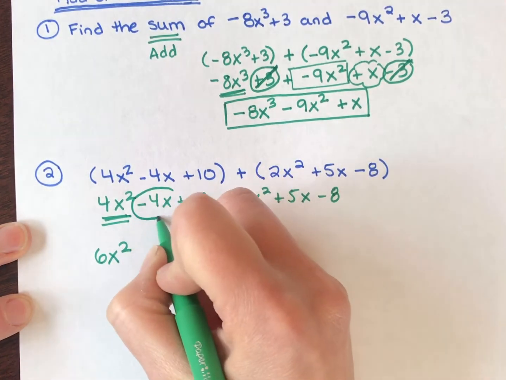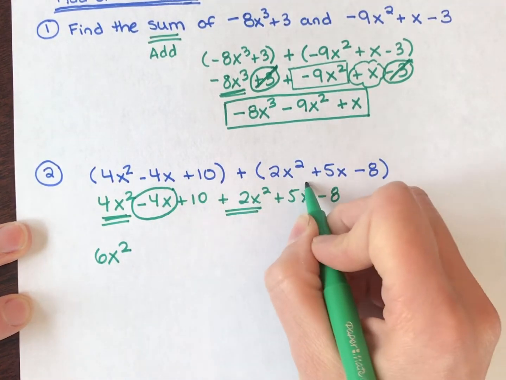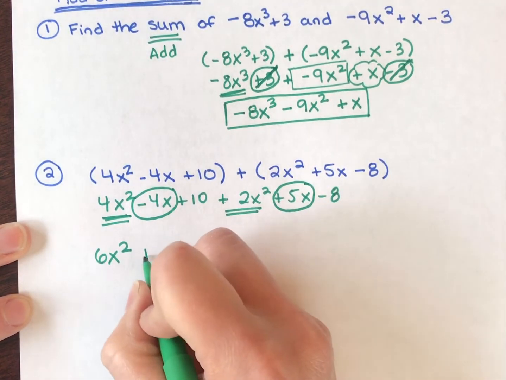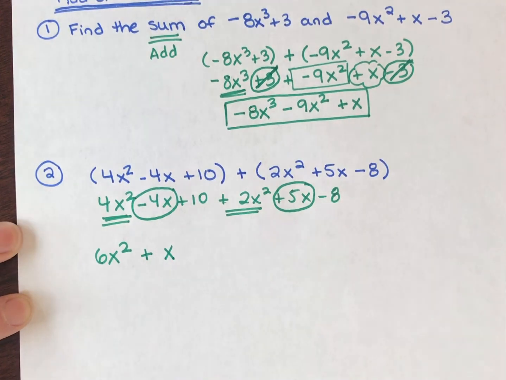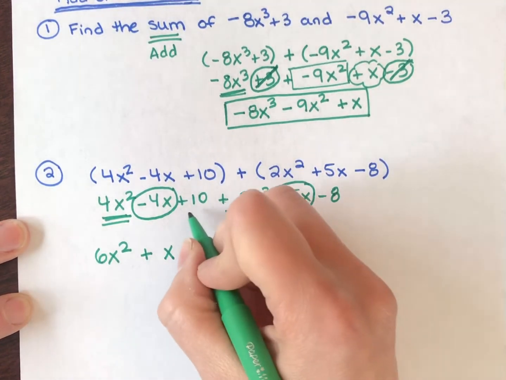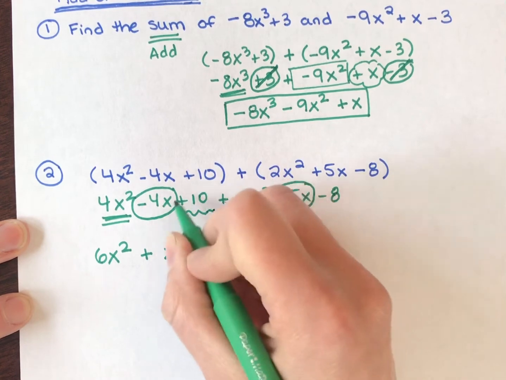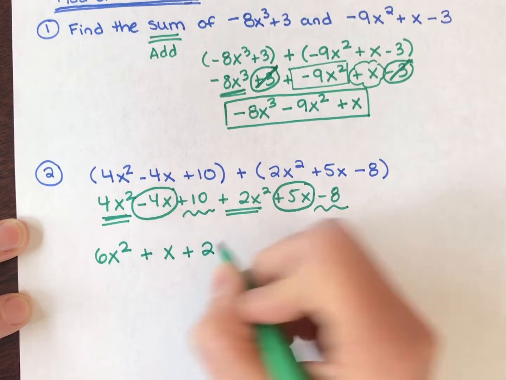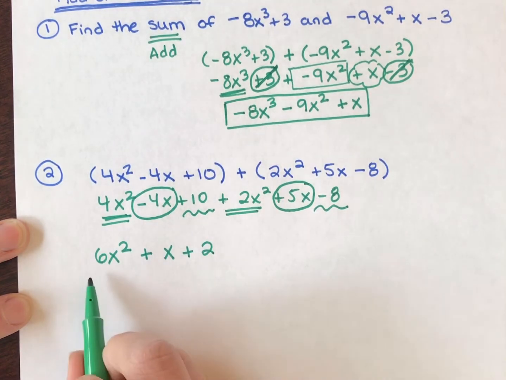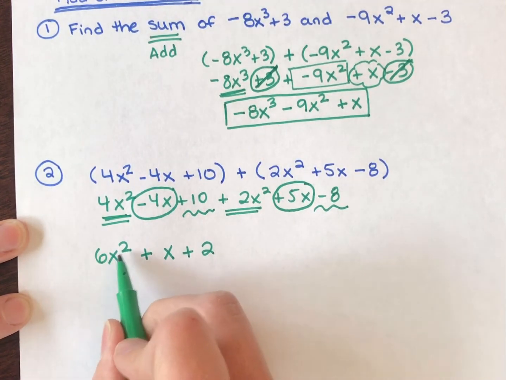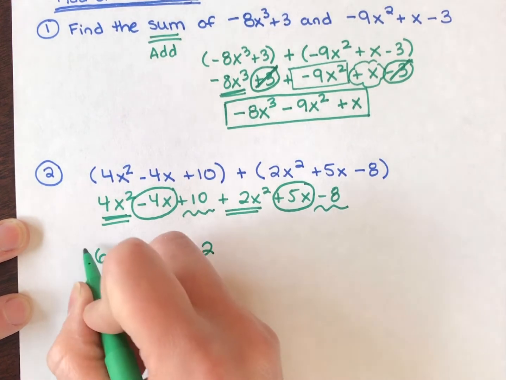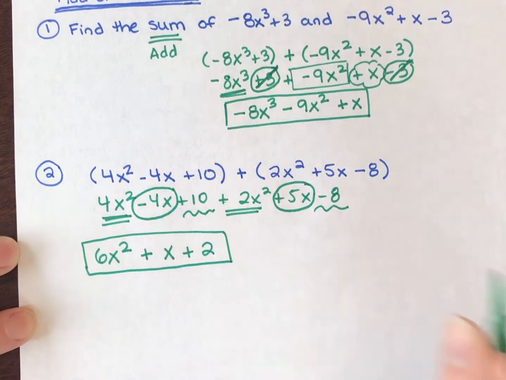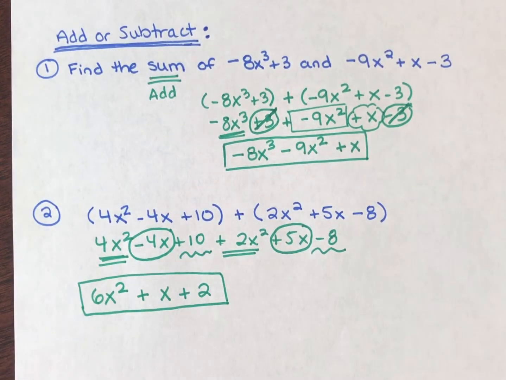I'm going to be careful here. That's a minus 4x and a positive 5x. So negative 4 plus 5 is a positive 1x. I'll just write it as x. Then I have a positive 10 and a minus 8. 10 minus 8 is 2. If I look at my answer, it's already in standard form: 6x to the second plus x plus 2. So that's how we would add polynomials.